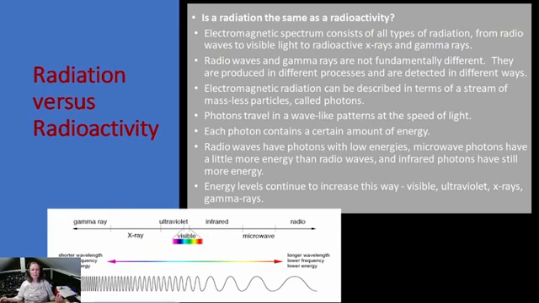So energy levels will increase all the way from visible to ultraviolet to X-rays to gamma rays. So what happens is as the wavelength gets shorter, the frequency gets faster, and when the frequency is faster, there's more energy. If there's more energy, it's more harmful in general. It becomes more in the radioactive range.